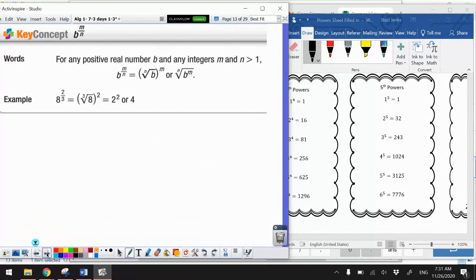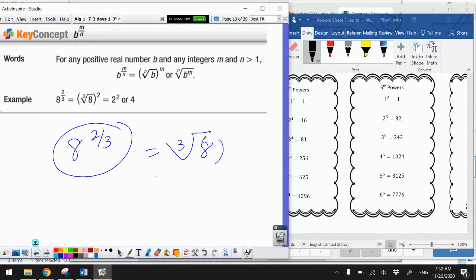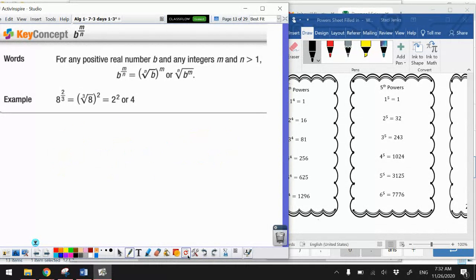Okay, so now we're going to actually put them together and have a fractional exponent, or something more than just a 1 on top. So let's go ahead and look at this one. Okay, so this 8 to the 2/3 power. That's really the third root of 8, and it's squared. I'm going to write this a little differently to help us see what's going on here. So 8 to the 2/3: my radicand is 8, my index is 3.